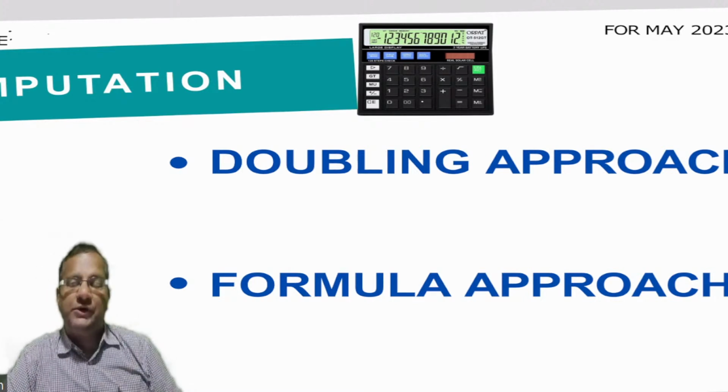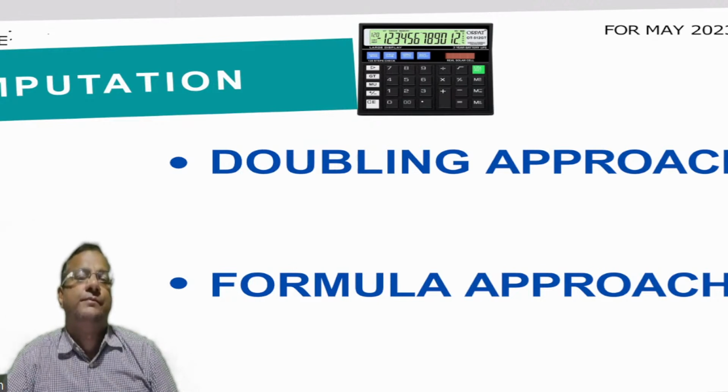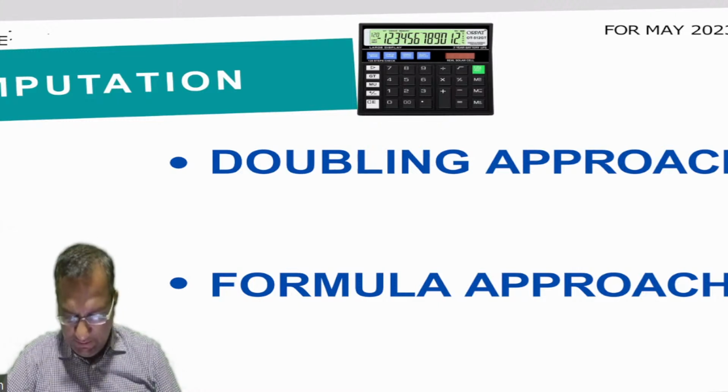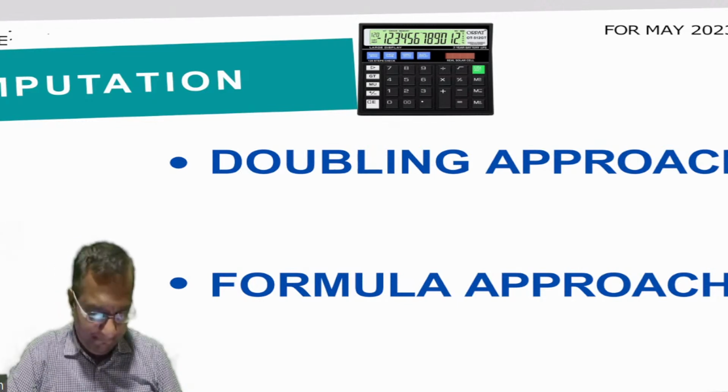Computation. There are two methods in learning curve theory.